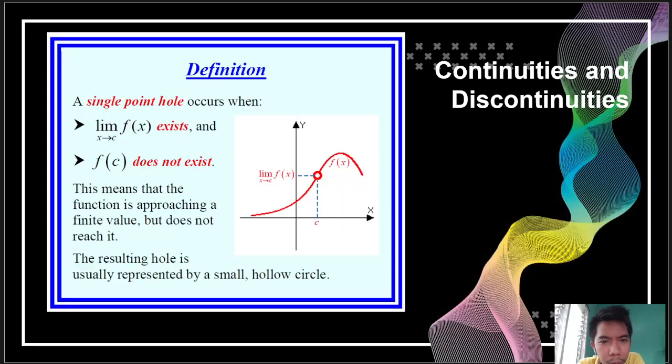A single point hole occurs. Okay, we have here the single point. This is one part of the discontinuity. A single point hole occurs when the limit of f of x as x approaches c exists and f of c does not exist. Later we will find some examples that will prove this definition. This means that the function is approaching a finite value but does not reach it. The resulting hole is usually represented by a small hollow circle.